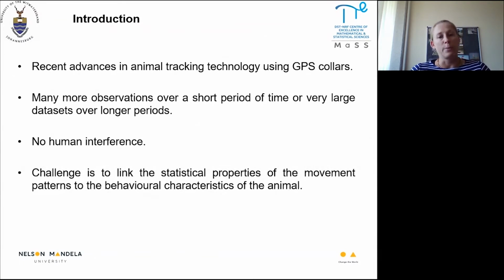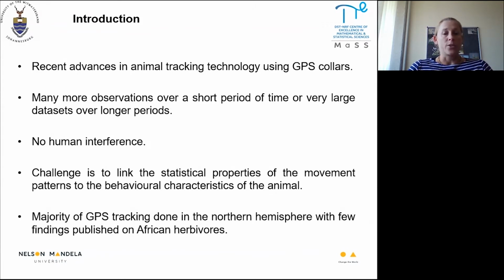So when we're looking at animal tracking research, our challenge is to link the statistical properties of the movement patterns to the behavioral characteristics of the animal. And typically what we are doing from the statistical side is fitting these models, obtaining information and patterns that then are interpreted by the ecologists and used further in their ecological research. The majority of GPS tracking has been done in the northern hemisphere, with very few findings published on African herbivores or predators. A little bit more work is coming out on African movement, but very little in comparison to what has been done in the north.